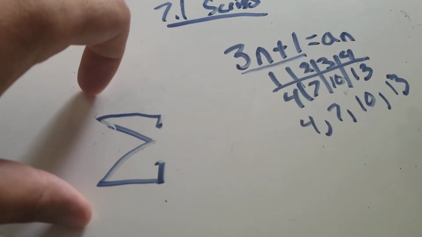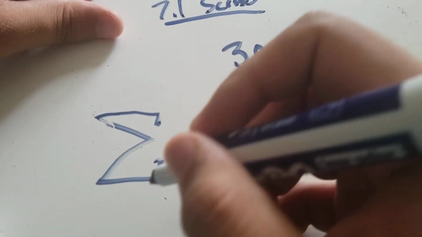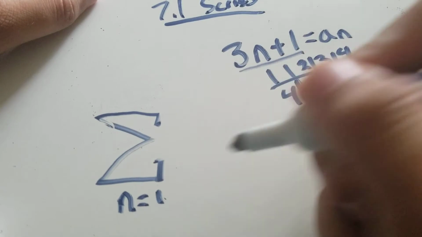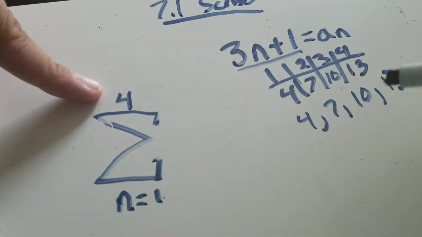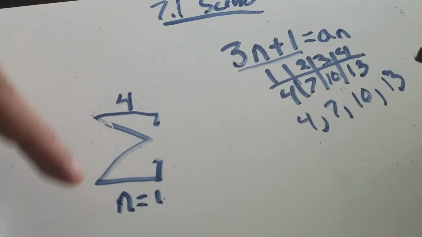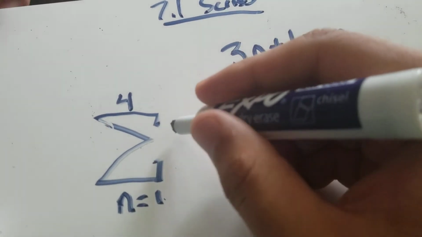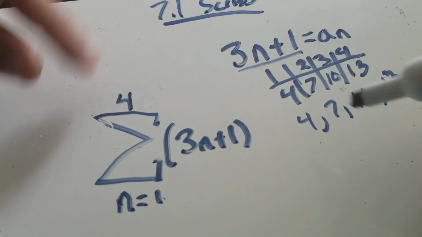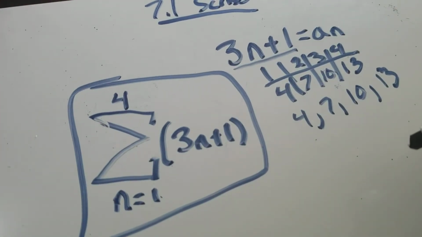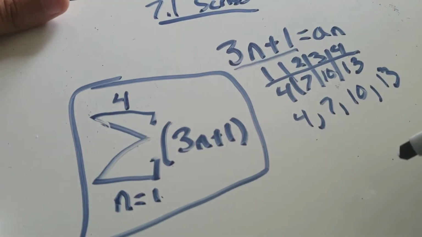Now the top and the bottom represent where I start and where I finish. So for example, down here, I'm going to start at n equals 1 on my first step. I'm going to end at step 4, so I put 4 on top. So what this says is I want the sum from steps 1 to 4 of the equation that's right next to me, which is 3n plus 1. This right here on the left is sigma notation. You want from 1 to 4, add up all these things.